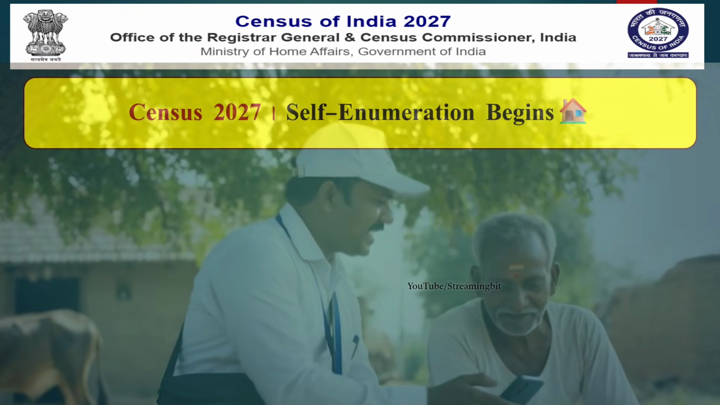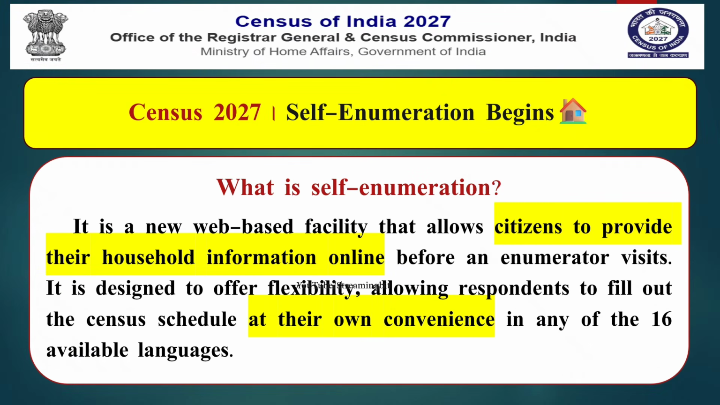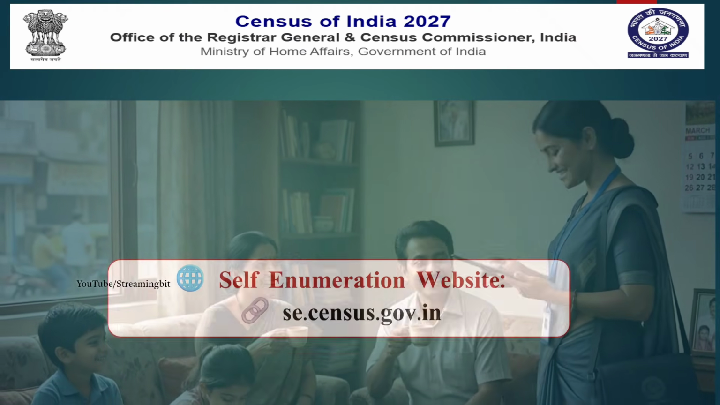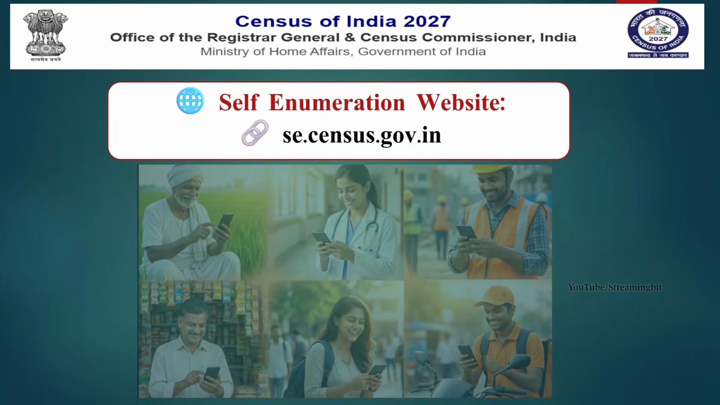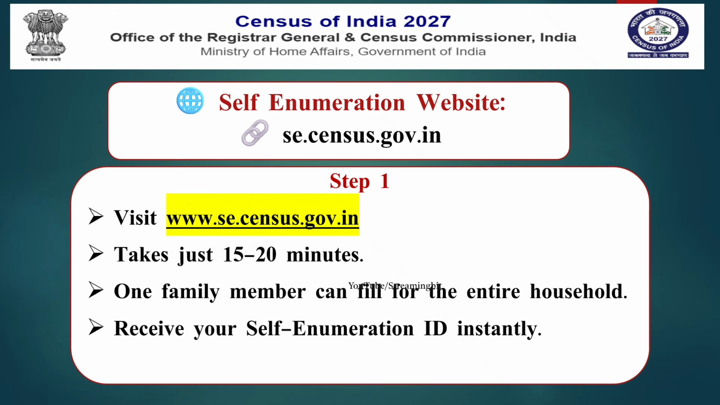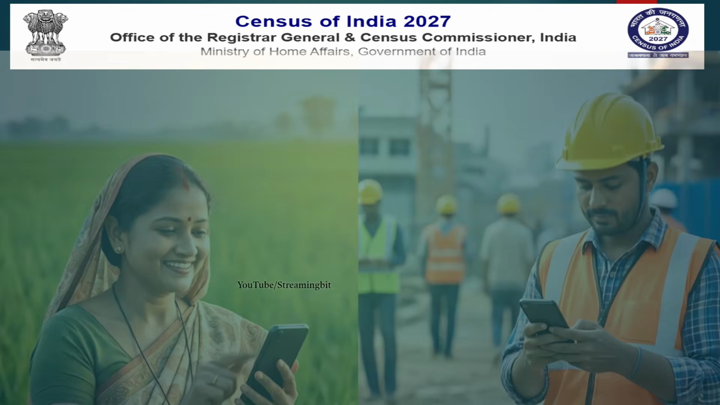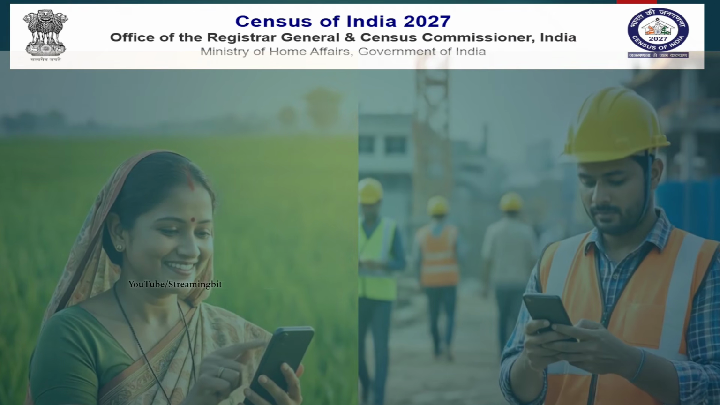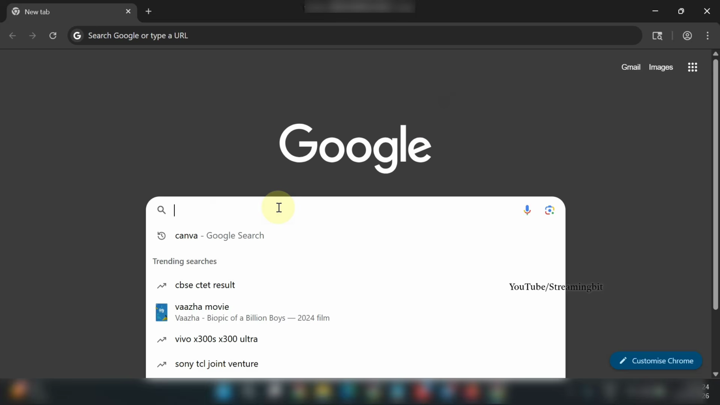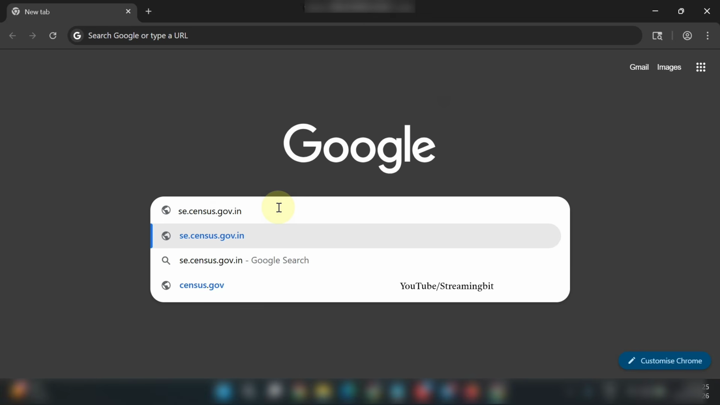Have you heard about self-enumeration for Census 2026? For the first time, you can fill in your own census details online, quickly, securely, and from the comfort of your home. In this video, I'll walk you through what self-enumeration actually means, who can use it, and the step-by-step process to complete it, and some important tips to avoid mistakes. By the end of this video, you will be able to complete your own census details confidently without waiting for a field officer. So let's get started.